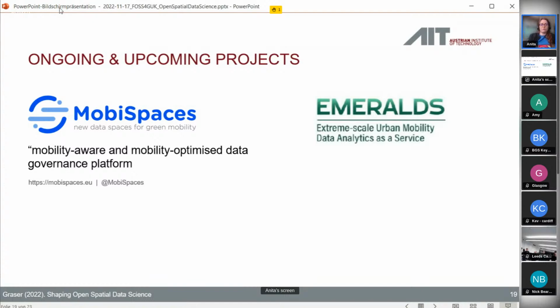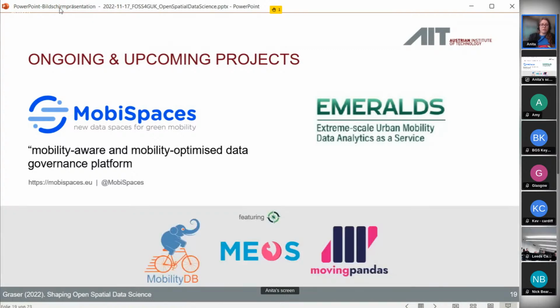And Emeralds is a similar project that will start in January. The key thing is that both of these projects are already featuring software pieces, some of which are already incubating in OSGeo. So MobilityDB is already a community project. MIOS, the mobility engine open source project, is related to MobilityDB. And also there's Moving Pandas, my project for movement data analysis, which are participating in these EU project efforts.